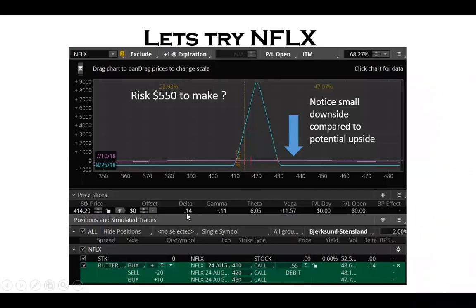In this example, I've only got a positive delta of 0.14, which is pretty much neutral. So this is kind of a neutralish trade. If you were bullish, you might position this thing a little higher, maybe a 420, 430, 440. But in this example, you can risk $500 or $550 to possibly make who knows what. It should be pretty easy to double your money. You might make 1,000. You might make 200%. If you got really lucky and Netflix went up here and then came back, you could make $8,000 on your 550. But again, don't ever count on that. You're never going to land right in the middle of your butterfly.